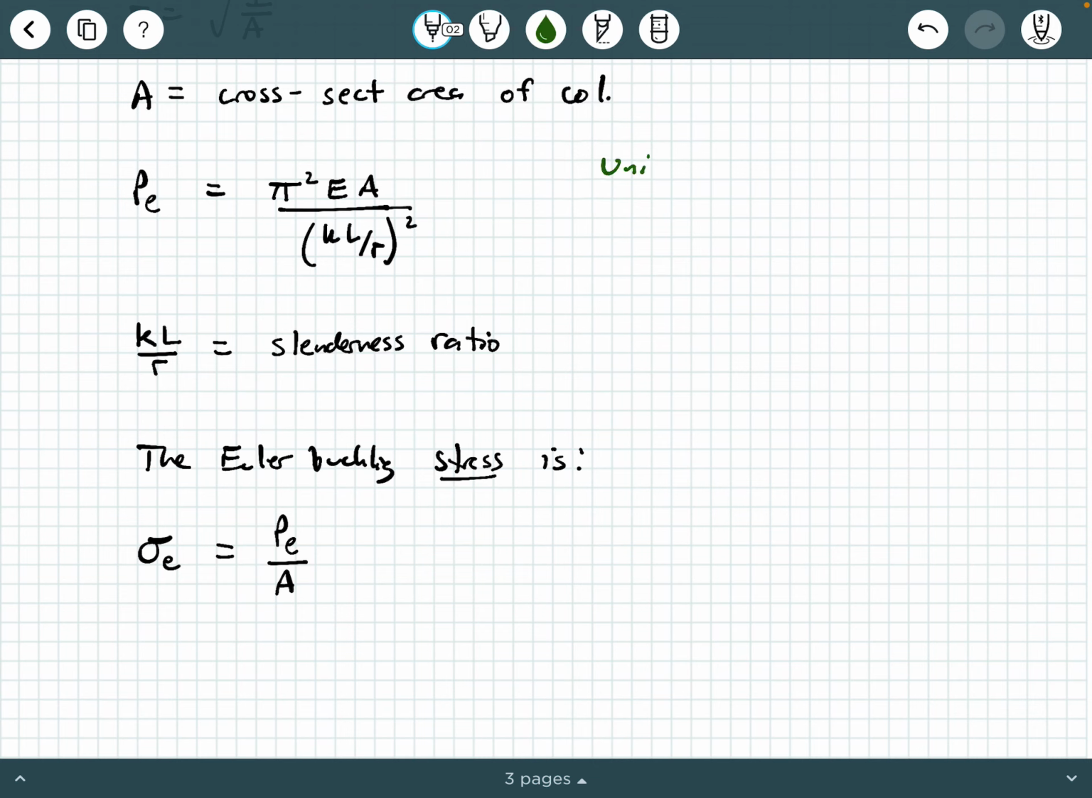Now, let's make sure we understand the units here, okay? Well, I'm going to put in green here, unit check, all right? So this should be a force, right? So pi is unitless, okay?